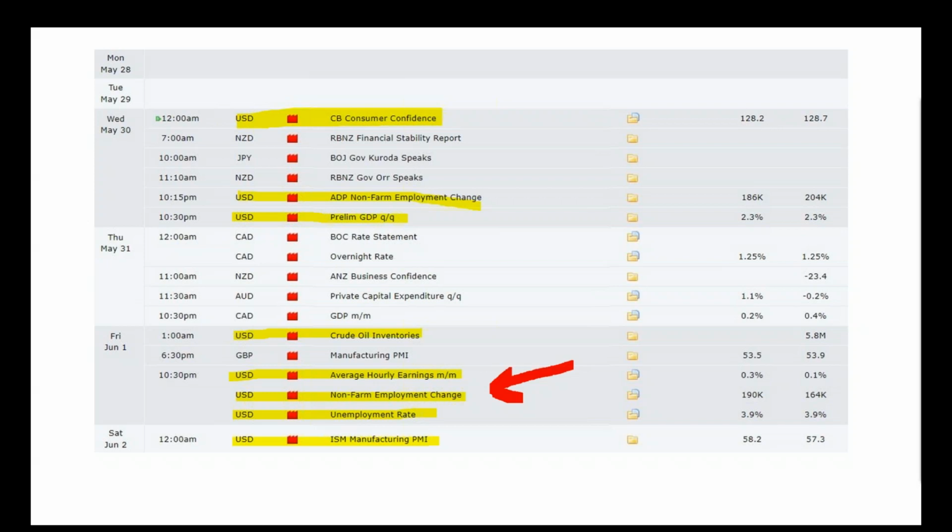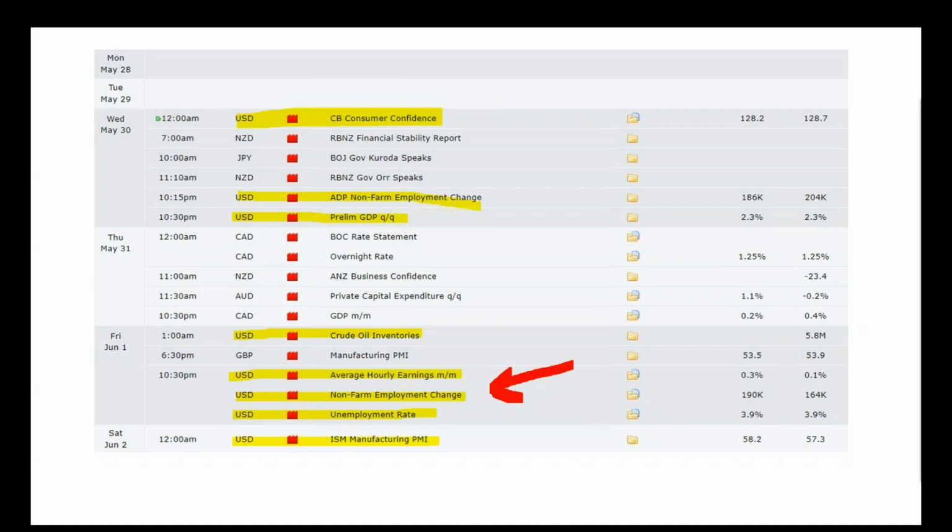Of course, if we do get strong non-farm data, good job numbers come through, that will almost cement the mind of the FOMC when they come to their June meeting to see if they will take action on those interest rates in June. Okay, so there you have it. That's for the US dollar.